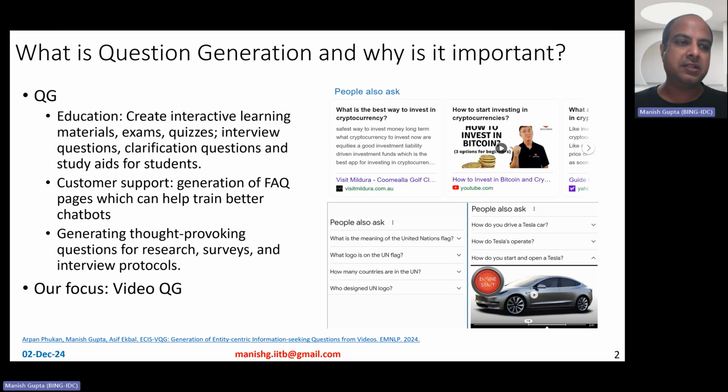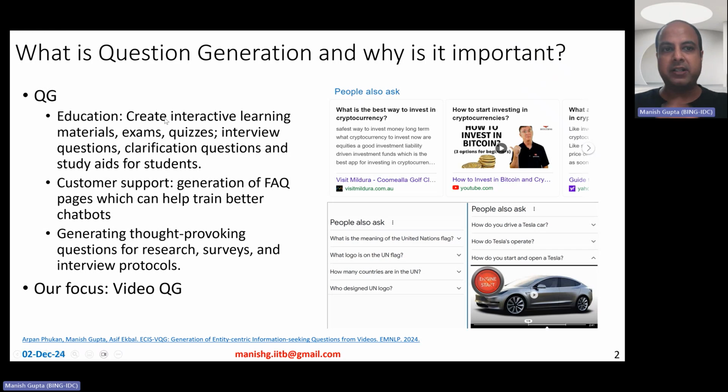In question generation, several times, you're given the passage, and sometimes you're also given the answer, by the way, and then you're asked to generate a question. In this particular work, we are basically just given the video and we want to generate a question out of it. Now, video question generation is super interesting because it can be used for several applications.